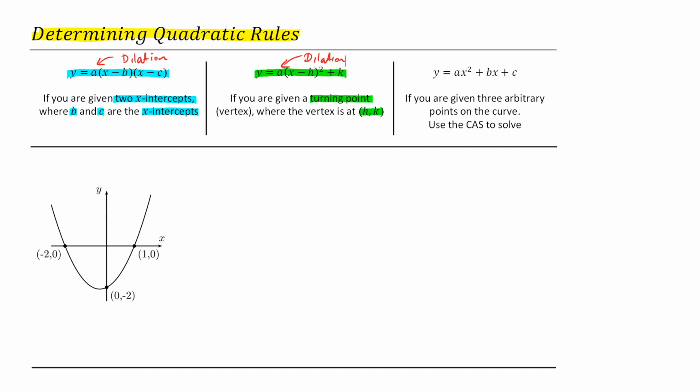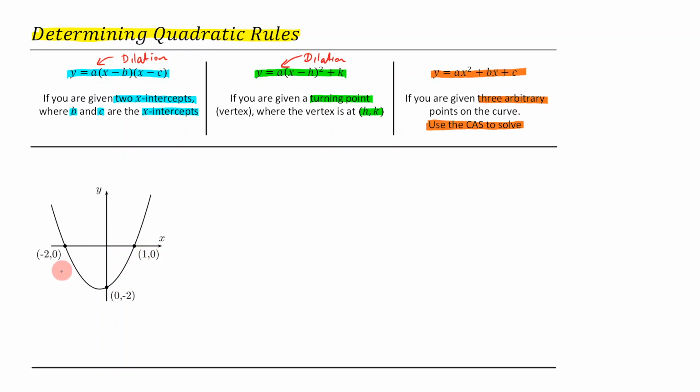The last way a quadratic rule could look is like this. Now, this is when you've been given three arbitrary points, so just three random points. If you were asked to solve for this with three arbitrary points, you'd have to use your CAS calculator, and we'll talk about that a bit later. All right, let's jump into some examples and see if we can determine the quadratic rule.